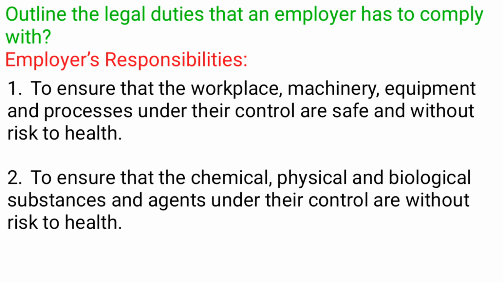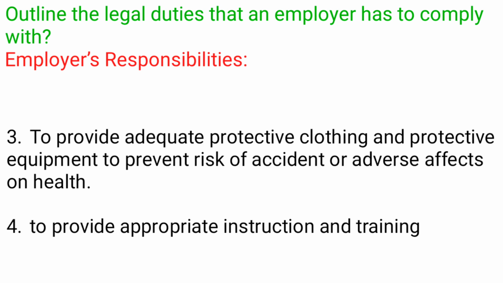Outline the legal duties that an employer has to comply with. Employer's responsibilities. 1. To ensure that the workplace, machinery, equipment and processes under their control are safe and without risk to health. 2. To ensure that the chemical, physical and biological substances and agents under their control are without risk to health. 3. To provide adequate protective clothing and protective equipment to prevent risk of accident or adverse effects on health. 4. To provide appropriate instruction and training.